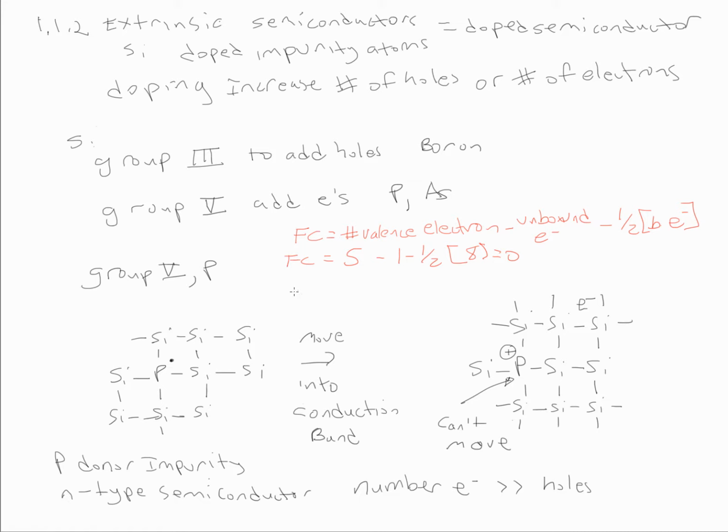But in this situation, where the formal charge is equal to 5 minus, there's no unbonded electrons, and then 1/2 the 8, it's going to give you a +1. So that's where you get the plus right there on phosphorus. And the most important thing on this whole slide, like I said, is this phosphorus that's now sort of an ion with a positive charge on it can't move. It can't move around. And so this doesn't contribute any current. This free electron does.